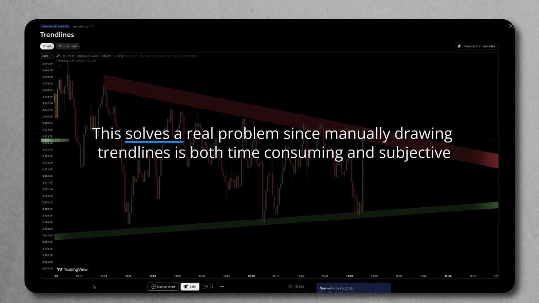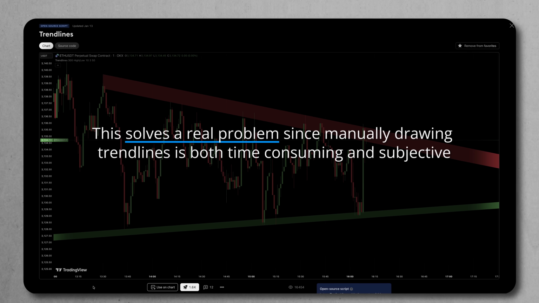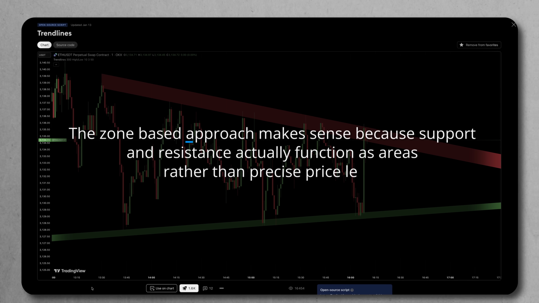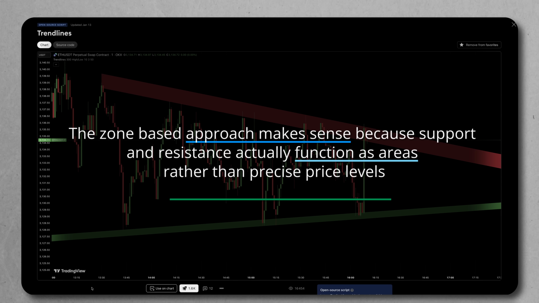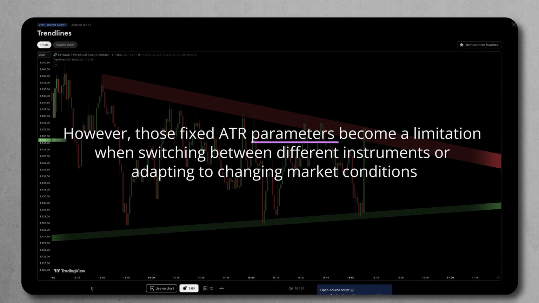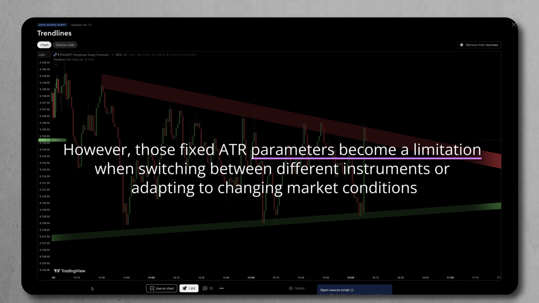This solves a real problem since manually drawing trend lines is both time-consuming and subjective. The zone-based approach makes sense because support and resistance actually function as areas rather than precise price levels. However, those fixed ATR parameters become a limitation when switching between different instruments or adapting to changing market conditions.